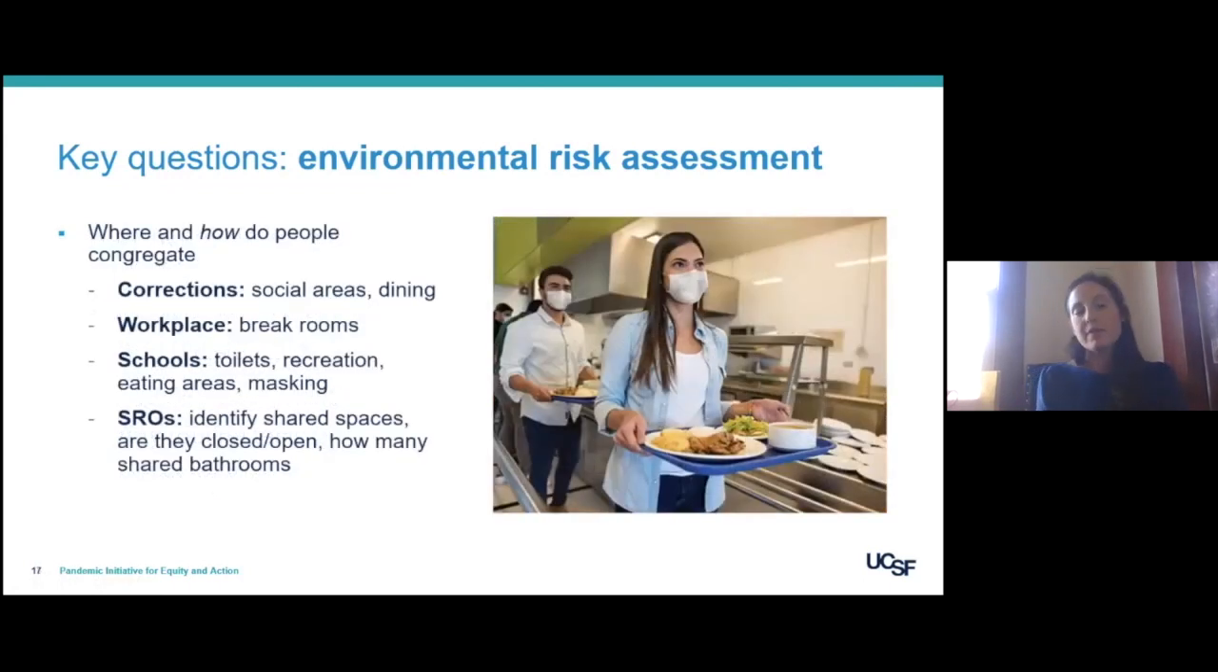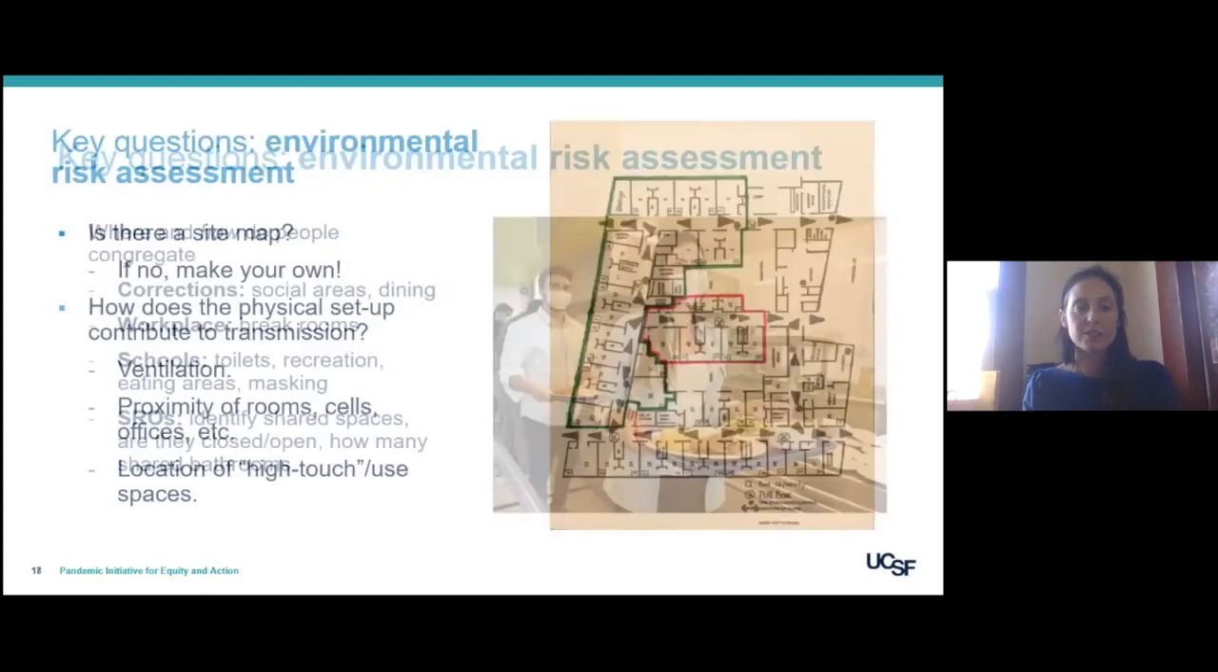Okay, you also want to think about behavior. So where do people congregate? How do they congregate? Think about social areas, dining, break rooms, bathrooms, recreation areas. Even if they're outside, thinking about playgrounds, all of those things are very important. Are people wearing masks when they're outside? Are people distanced when they're eating and they can't wear a mask? Also, when you're working with an SRO, you need to think about the shared space, whether it is a more contained SRO or an open SRO, and also think about shared bathrooms. That's also a very important factor.